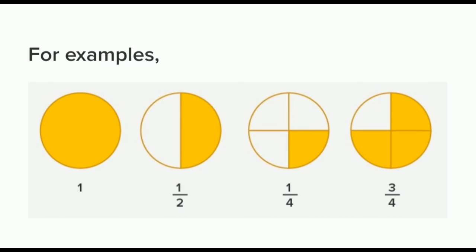Here the first circle is a whole part, which is 1, but here in the next part, the half of the circle is shaded, so this is 1 by 2. Then in the next part, one part of a circle is shaded, so it is 1 by 4. In the next part, you can see 3 parts of the circle are shaded, so 3 by 4. So you can see how fractions work here. By seeing an image, you can say what is the fraction notation of the image.